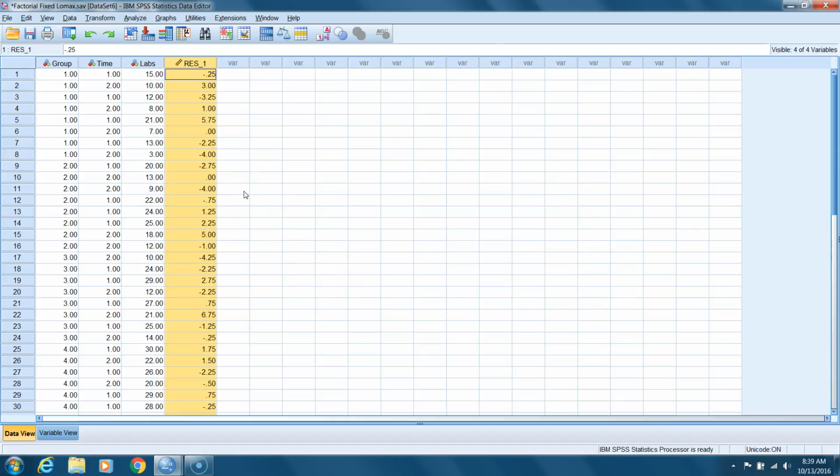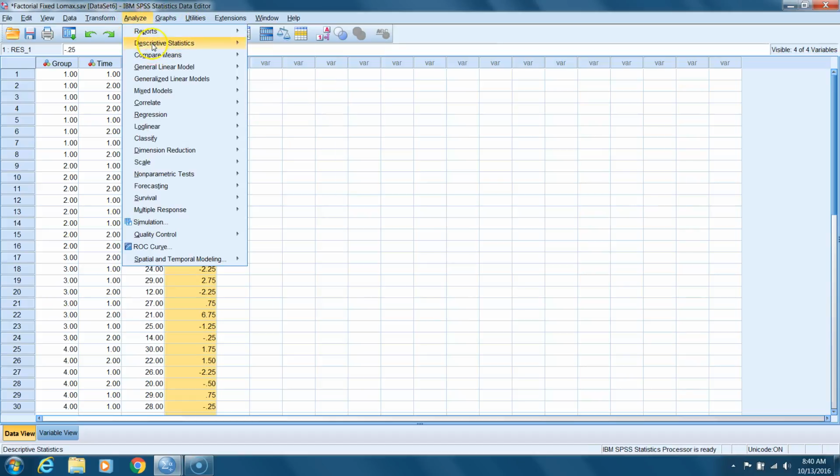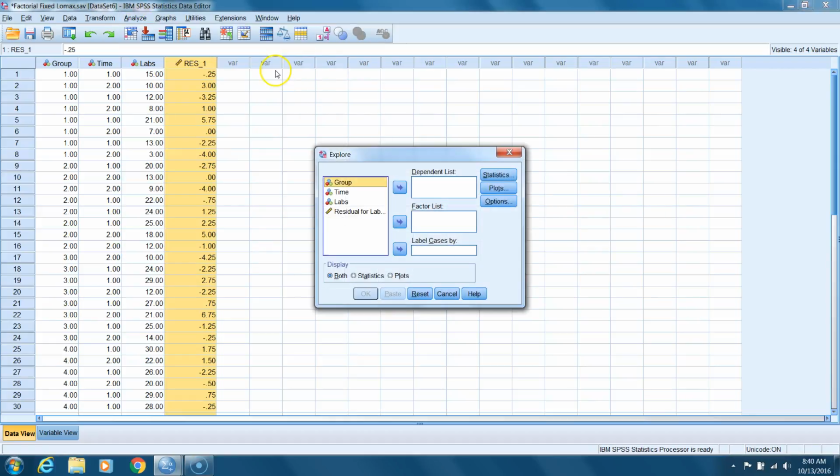Now we're going to test one of the effects of normality. We did a little bit of normality in our last video using just a one-way analysis of variance. But let's go ahead and check our test for normality here in SPSS. We're going to go under Analyze, under Descriptives, and select Explore. We will put our residual into our model here.